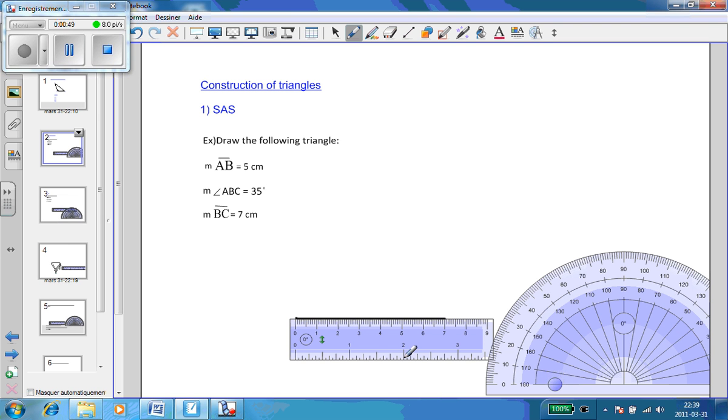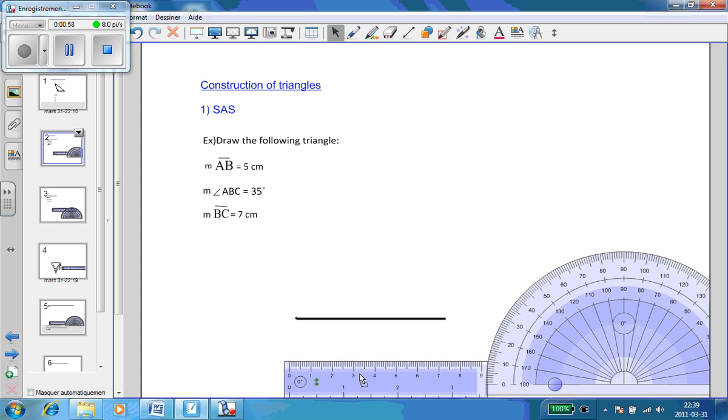So this is the first step, the side that measures 7 centimeters. And now I'd like you to identify what you have done so far. So you need to write, for example, the letters for the vertices. So this is going to be letter B, this is going to be my letter C, and that side measures 7 centimeters. So please do the same thing on your copy.